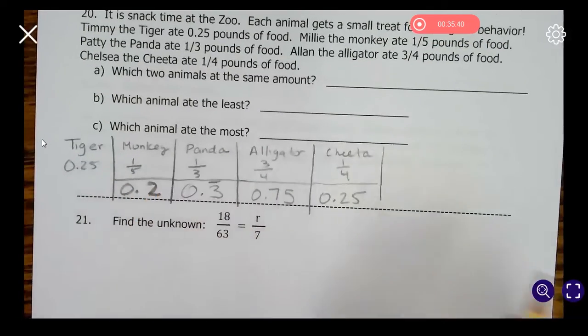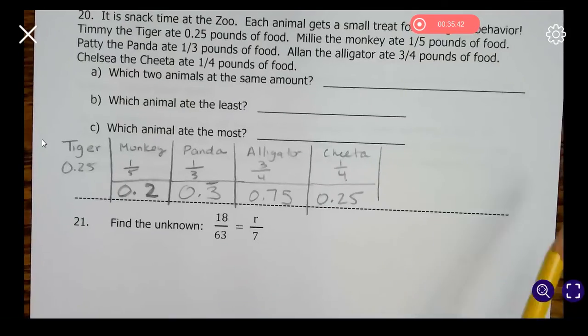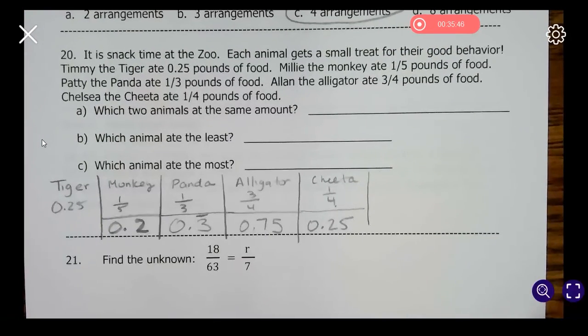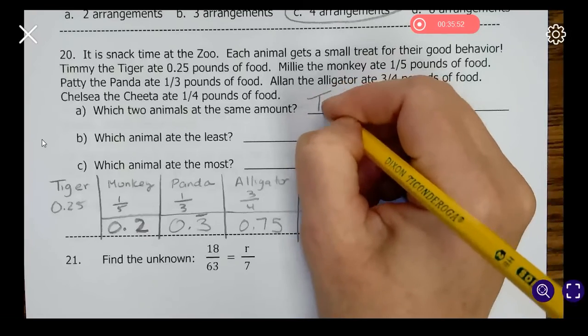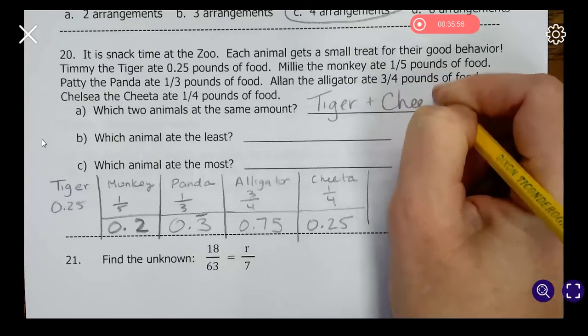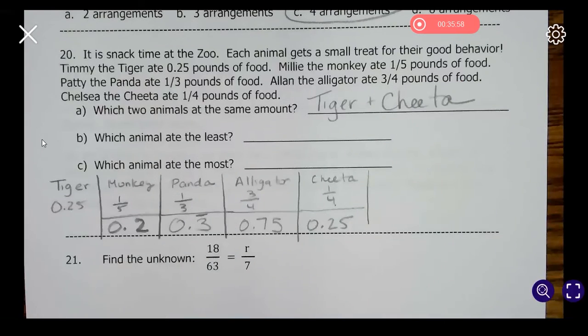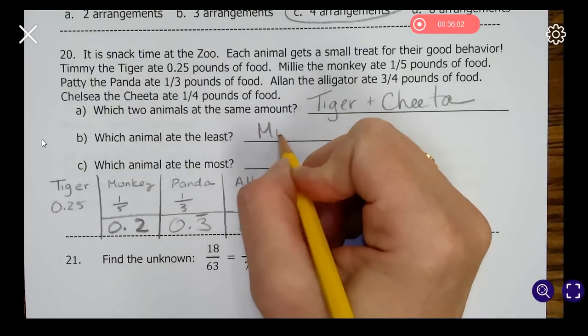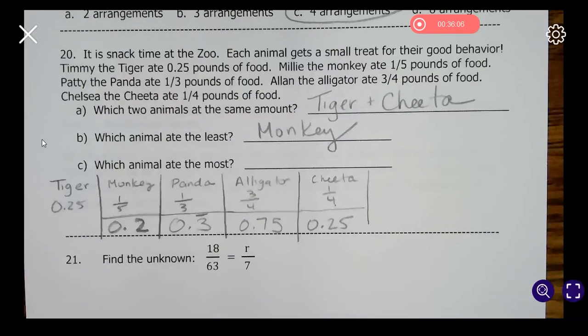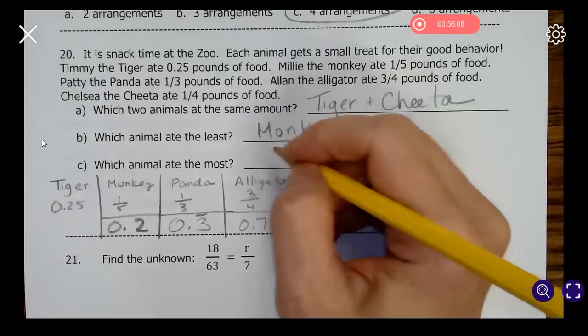Okay. All right, so which two animals ate the same amount? It looks like the cheetah and the tiger. Which animal ate the least? Millie the monkey. Which animal ate the most? Alan the alligator.